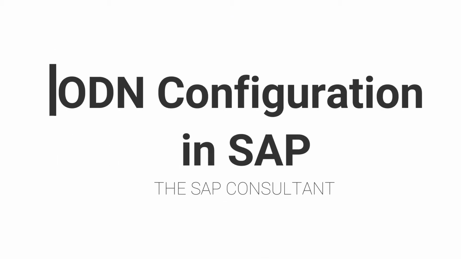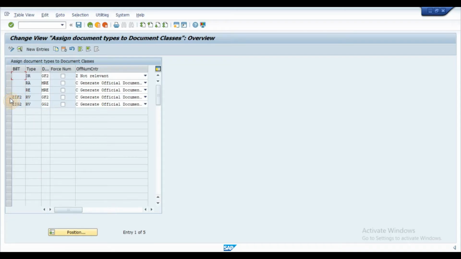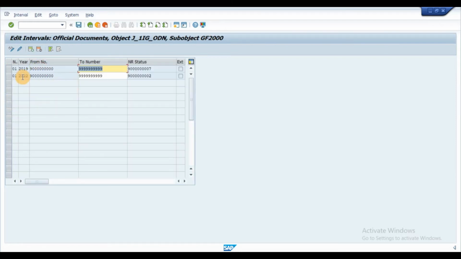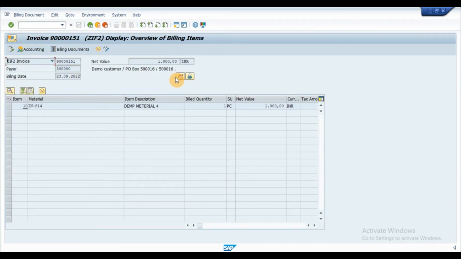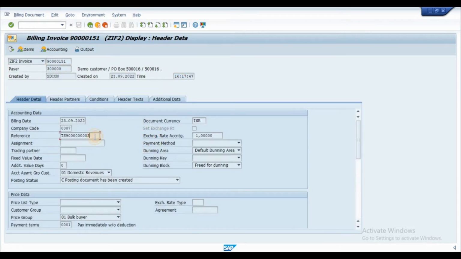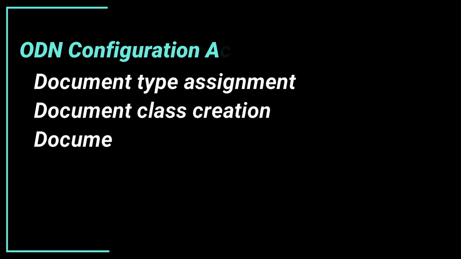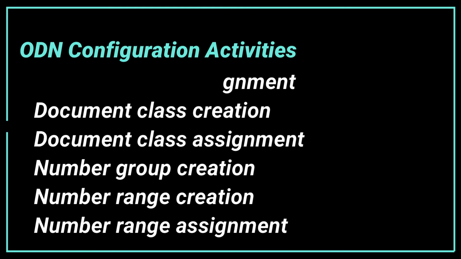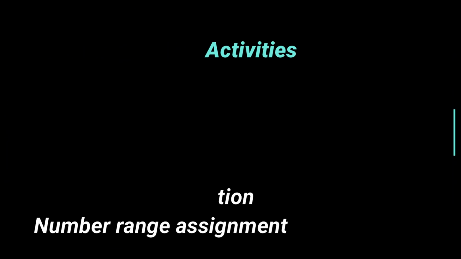Today in this video you are going to learn about official document numbering in SAP SD, MM and FI. Official document numbering is a numbering that is used to submit the invoice details to the government as part of the GST filing. In order to activate the ODN, we need to do the activities of document type assignment, document class creation, document class assignment, number group creation, number range, and number range assignment.